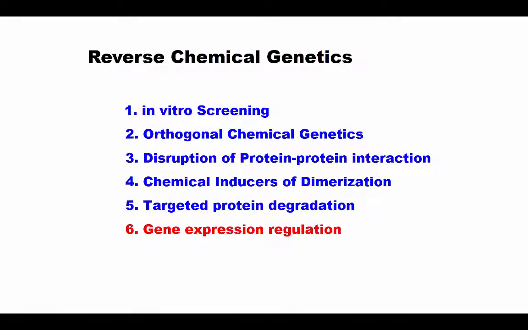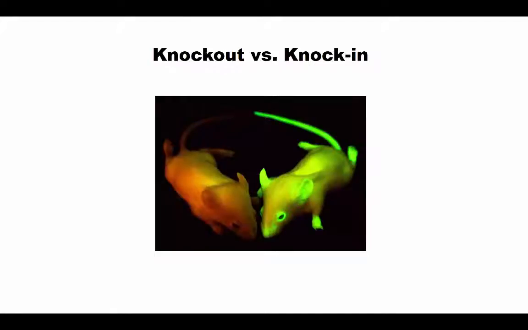Last topic is gene expression regulation. Previously, we have studied knockout and knock-in. Knockout is deleting one gene from the DNA. Knock-in is introducing a new gene into the DNA. To visualize, one method is utilizing GFP, green fluorescent protein. Then the knock-in effect can be easily visualized like this. In comparison, knockout is the complete deletion of the gene.